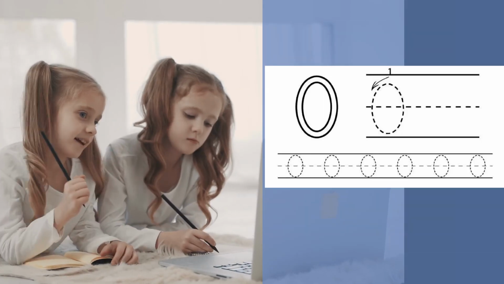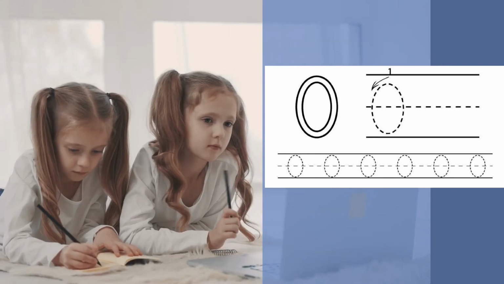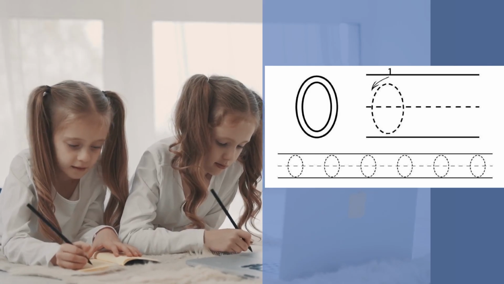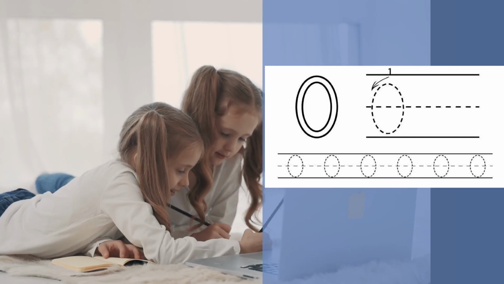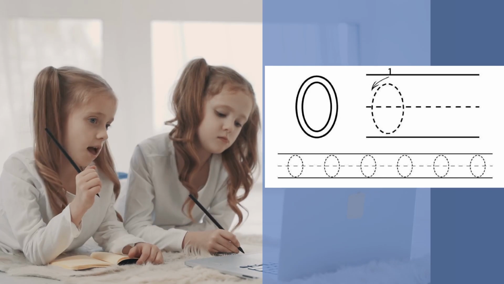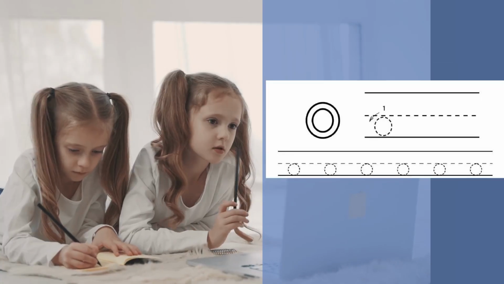To write the capital letter O, follow these simple steps. 1. Start at the top of the paper, just below the first line. 2. Draw a large, round circle that comes back to where you started. 3. Lift the pencil. To write the small letter o, 1.